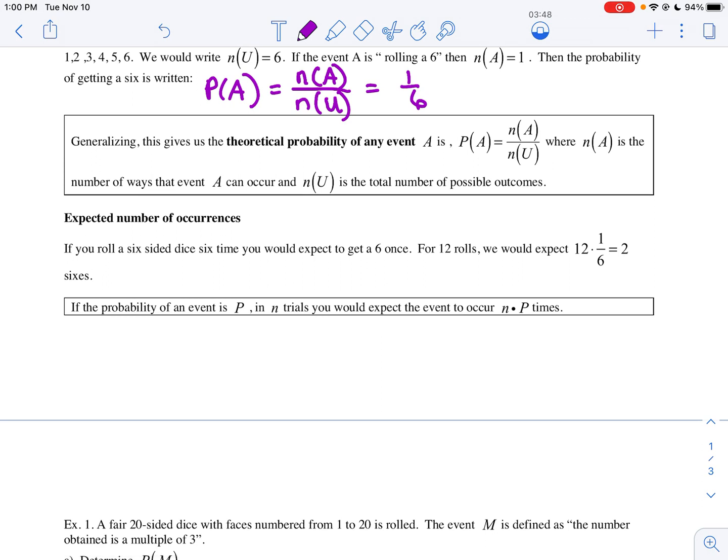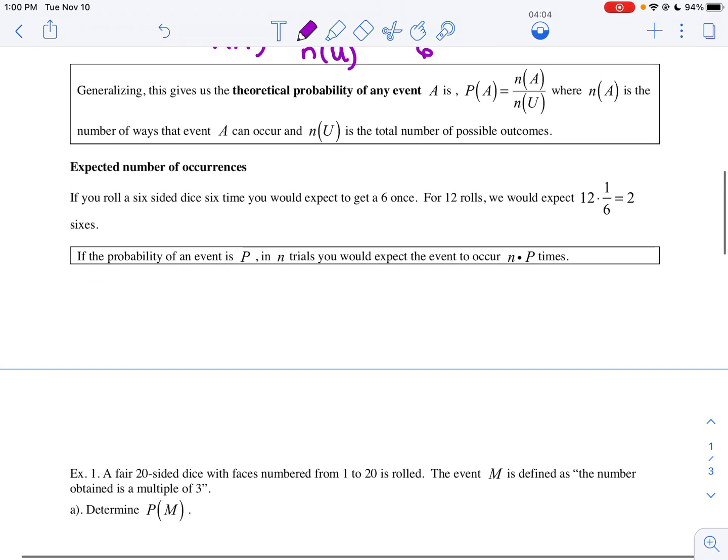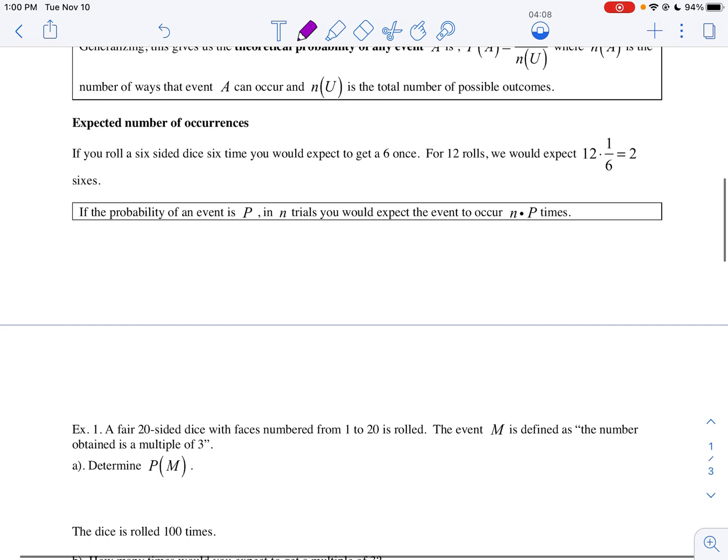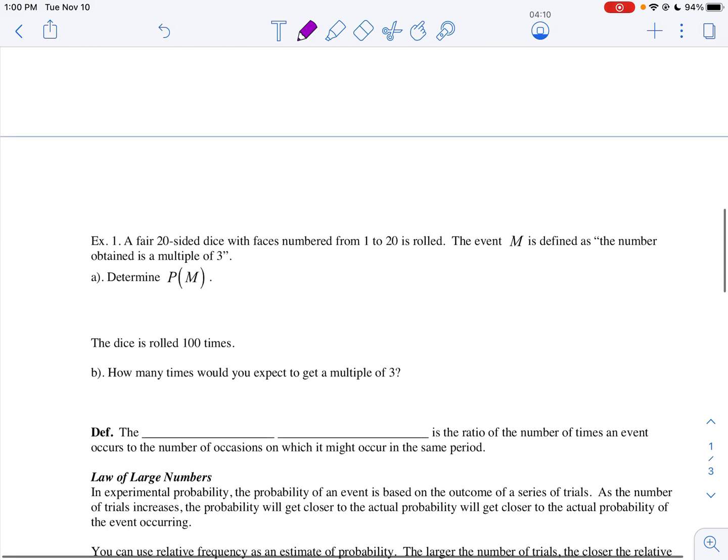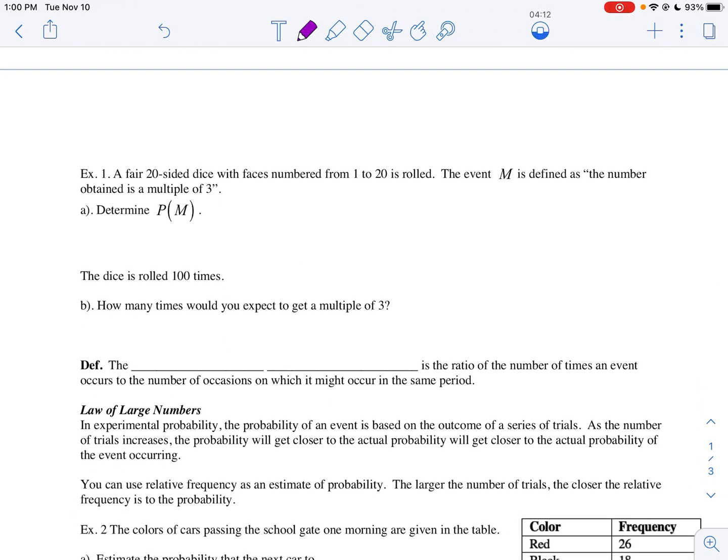Expected number of occurrences. If you roll a 6-sided die 6 times, you would expect to get a 6 once. For 12 rolls, you would expect to get a 6 12 times 1 over 6, or 2 times. If the probability of an event is P in N trials, you would expect the event to occur N times P times. So let's look at example 1.